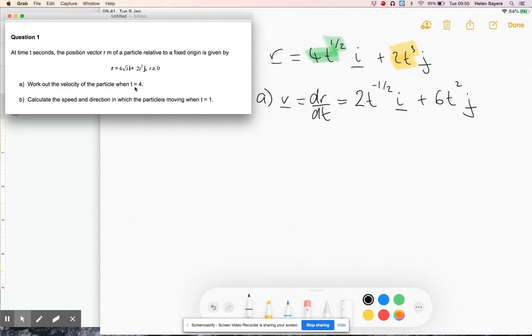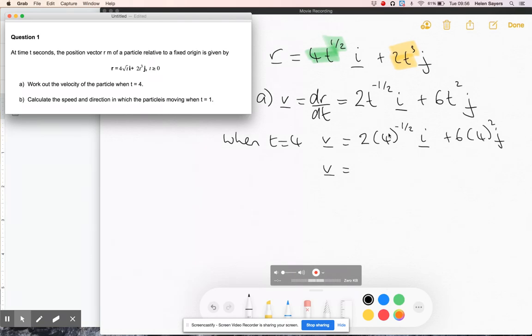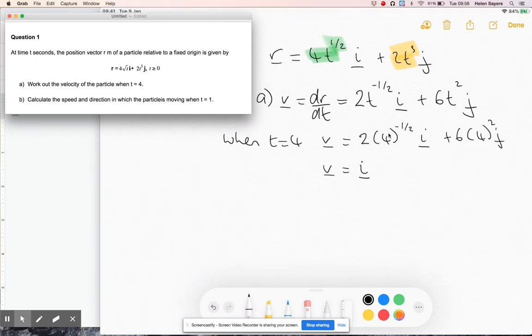They then ask me for a particular value of the velocity. So when t is 4, I'm going to substitute 4 into each of those coefficients. So that will be 2 times 4 to the power of minus a half for my i vector, and 6 times 4 squared for my j vector. So you can put that into your calculator, but 4 to the power of minus a half is 1 over the square root of 4. So actually that's going to end up being 2 times a half. So that's actually just going to be 1i. And then I've got 6 times 16.